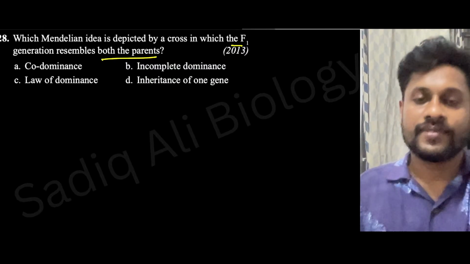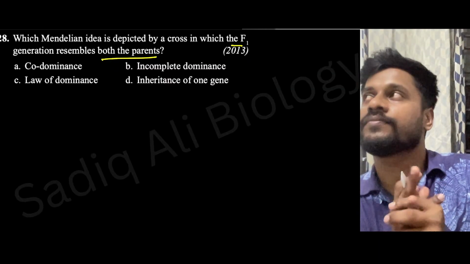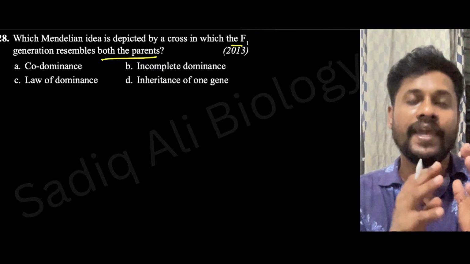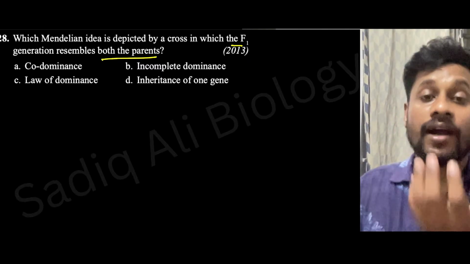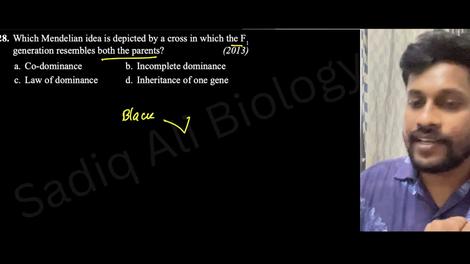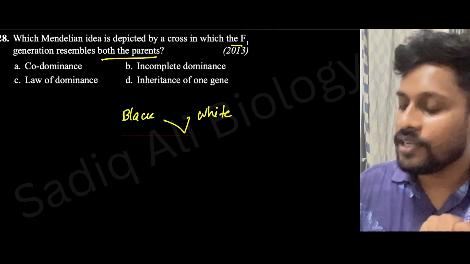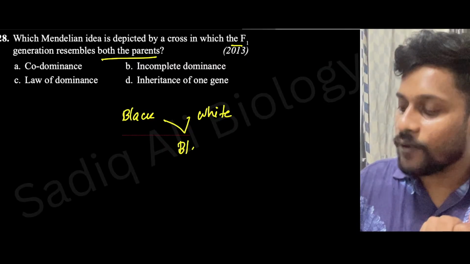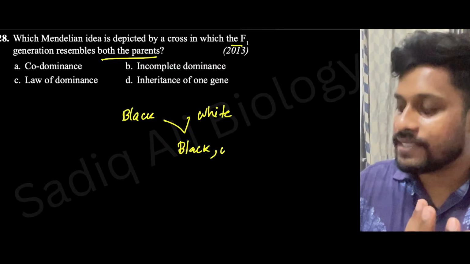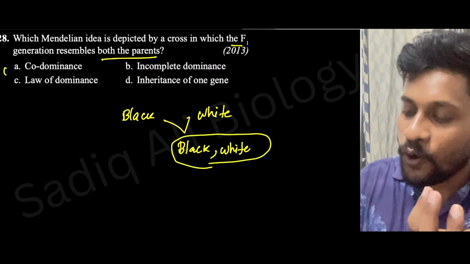For example, in the case of cattle, let's say the male partner is black and the female partner is white. Then the progeny will be black and white, or black cattle with white patches. This is showing both traits. This is called codominance, guys.